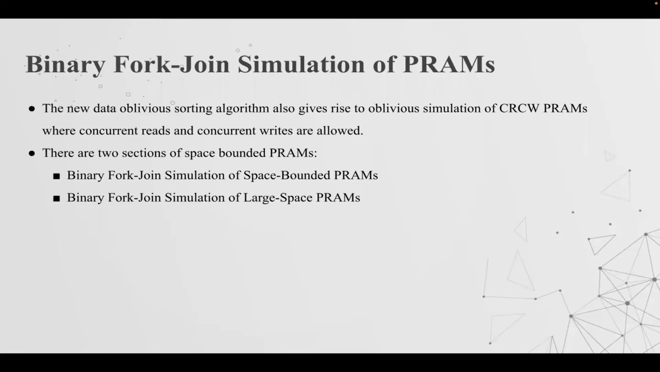Next we have the binary fork join simulation of PRAMs. The new data oblivious algorithm also gives rise to the oblivious simulation of CRCW PRAMs. In CRCW, concurrent reads and concurrent writes are allowed. And there are two sections: one is binary fork join simulation of space bounded PRAMs, and another is binary fork join simulation of large space PRAMs.